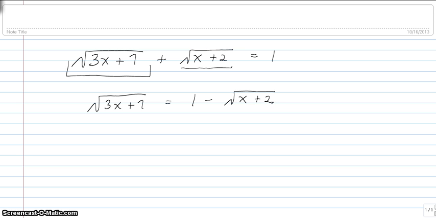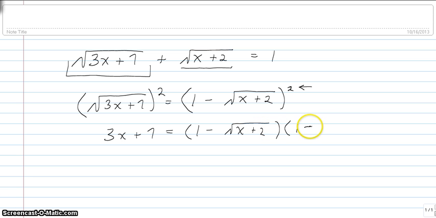And once I have a radical by itself, I can square to remove the radical, and I just need to make sure I square on both sides. So this square root and this square undo each other. And on this side of the equation, remember that exponent means multiply this expression twice. So I'm going to need to use my FOIL method to simplify that.